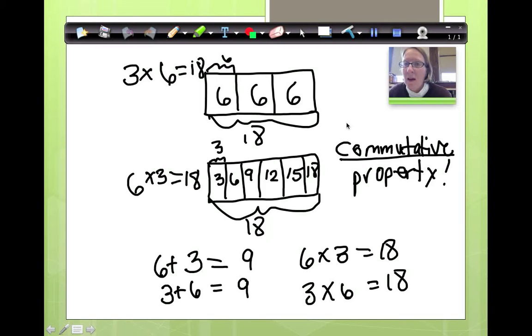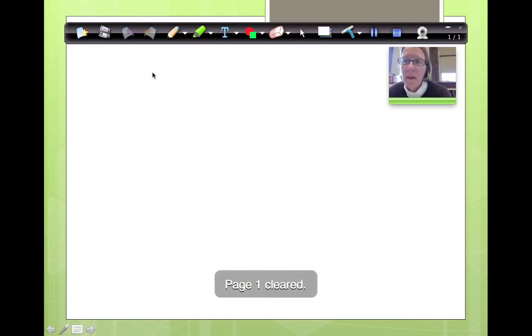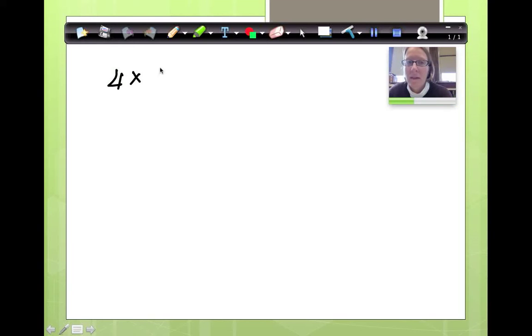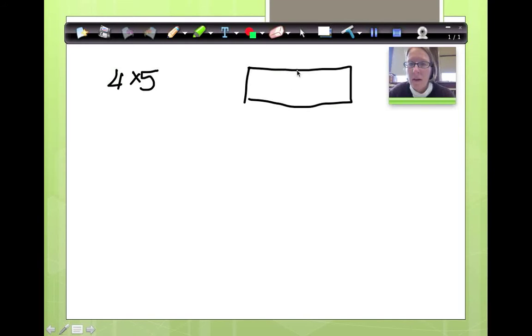All right. Now, what if we have 4 groups of 5? What would that tape diagram look like? Well, I need to have 4 groups. I divide that in half. I divide one here and here. I have 4 groups. Okay, what would my total number be? No, 4 groups of 5. One group is 5. Then this would be 5. This would be 10. This would be 15. And this would be 20. So my total is going to equal 20.